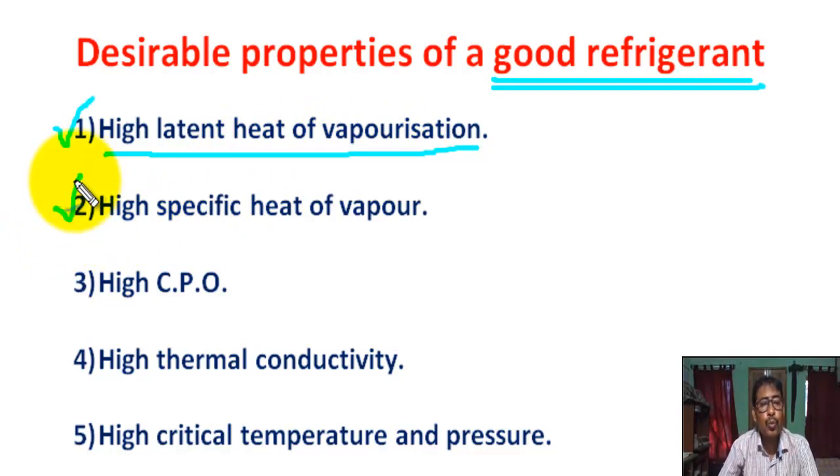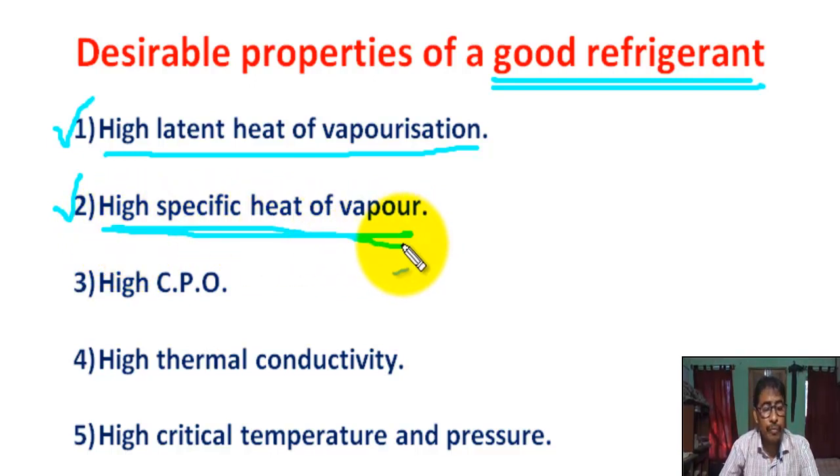Number 2, refrigerant must be high specific heat of vapor. High specific heat of vapor refrigerants are desirable to increase the refrigerating effect per kg of refrigerant.